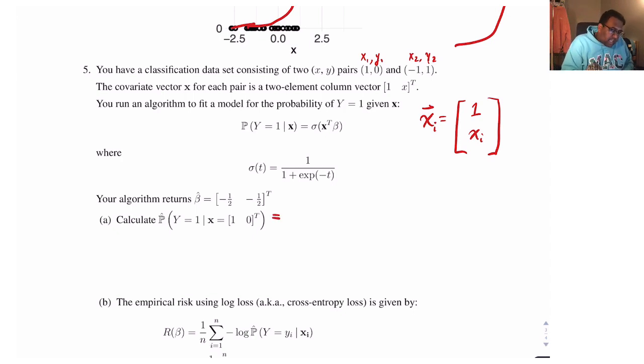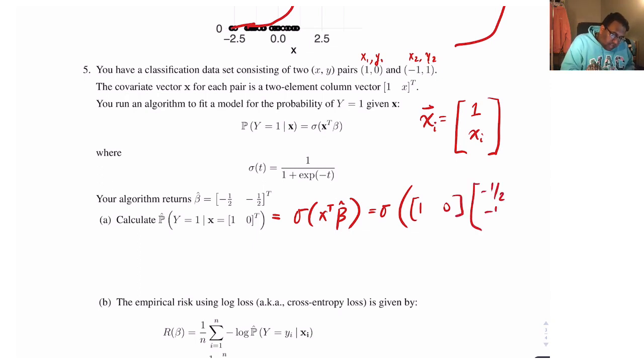And so, as outlined above, this probability is just the sigmoid of x transpose beta hat. Okay? In this case, x is (1, 0), so x transpose is just this row vector, and beta hat is (-1/2, -1/2). Okay? What I'm doing here is computing just the dot product of x and beta hat. And so this ends up being 1 times negative 1/2 plus 0 times negative 1/2, which is negative 1/2.